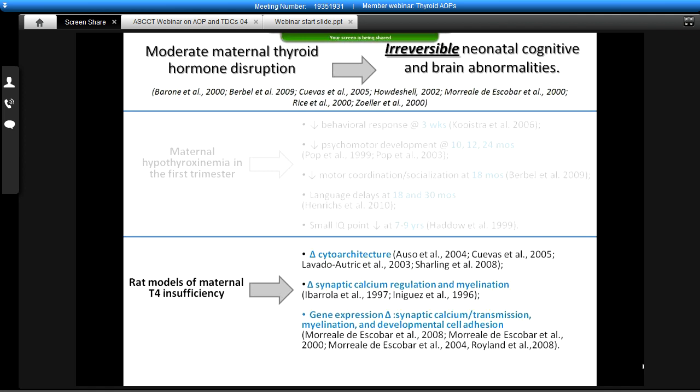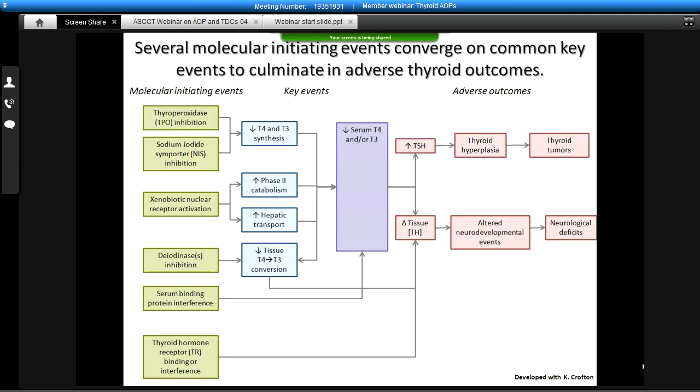So how deficiencies in thyroid hormones arise is actually a very complicated set of events because thyroid hormone homeostasis is regulated at multiple nodes. And obviously, we really want to understand this complex system because of the deleterious effects. So I understand this is a busy slide, and I'll walk you through it. This is essentially a collapsed adverse outcome pathway where I've basically included several molecular initiating events that converge on common key events downstream to potentially culminate in adverse thyroid-related neurodevelopmental outcomes.